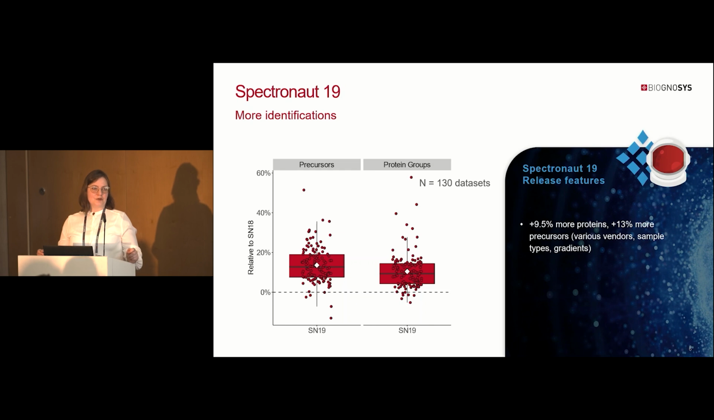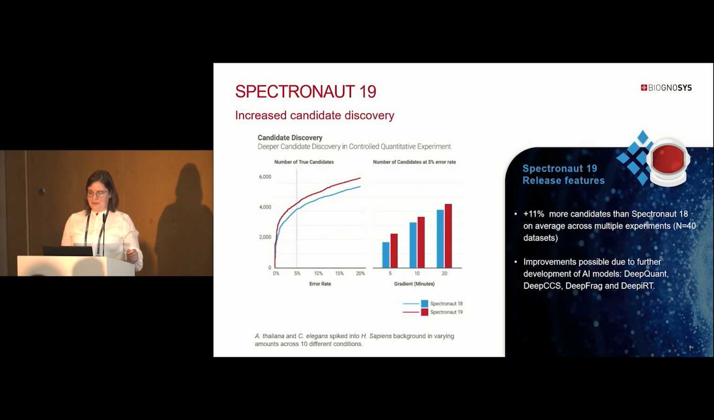Every year we are working on improving performance of the software, and we are benchmarking this extensively. And here you can see that with Spectronaut 19, benchmarking 130 different data sets, we achieve a much bigger improvement in the total identifications on the protein group and peptide level. Also, what is very important, we achieve big improvements in the quantification. In big controlled quantitative experimental data sets, 40 different data sets, we observe plus 11% recovery of the differential abundance candidates.